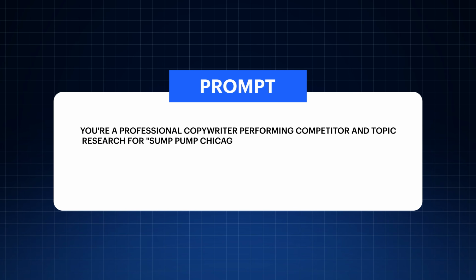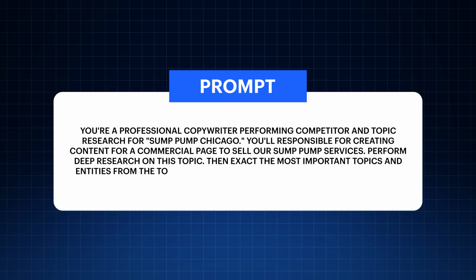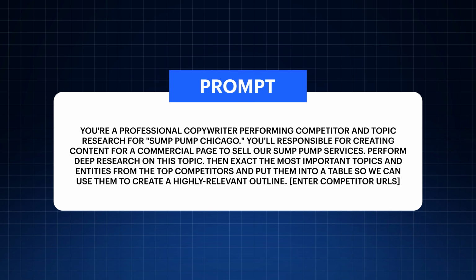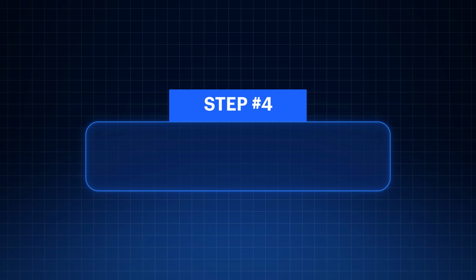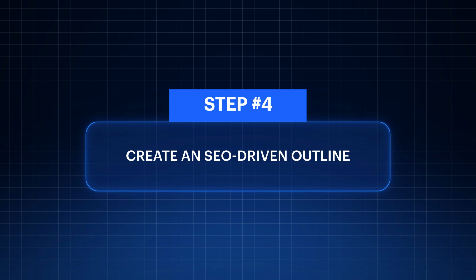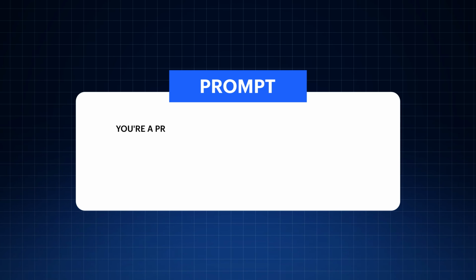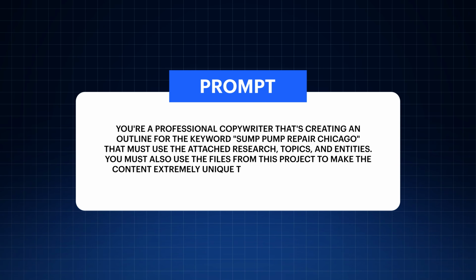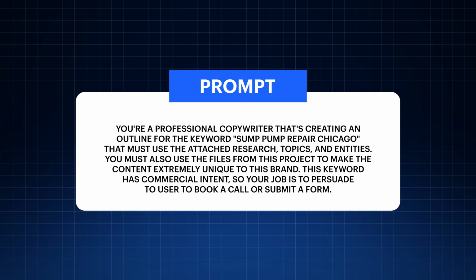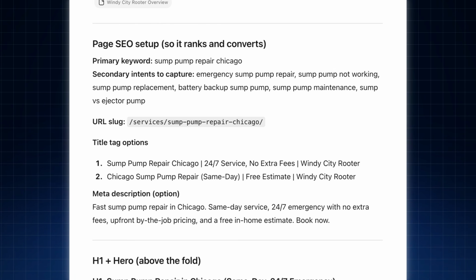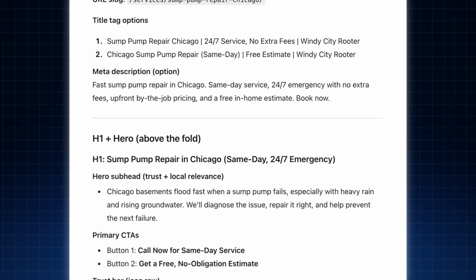Now export this list of competitors, open ChatGPT, select agent, and use this prompt. Copy the report and add it to a Google Doc. Now for step number 4, create an SEO-driven outline. So go to the ChatGPT project for the campaign and upload the competitor research report you just created. Then use this prompt to create an outline with ChatGPT's thinking model. It'll then produce an intelligent SEO-driven outline that's relevant and on brand.